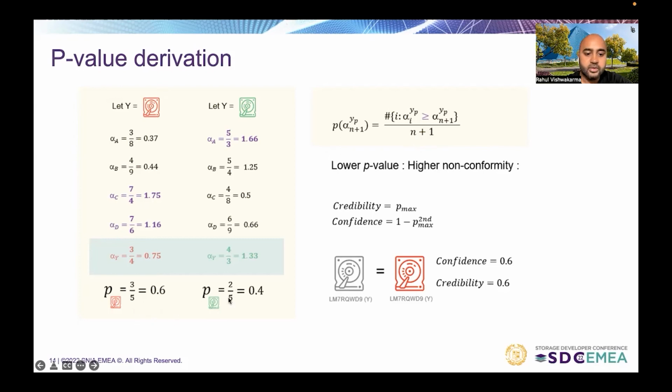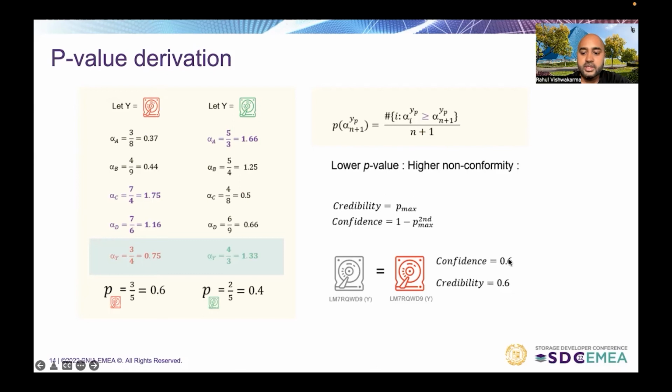In a similar way, let's do it for the green one. For the green one, 1.33 is the value. So what is the value out of 4 which is greater than 1.33? We have only one value, that is 1.66. So what should we do? We just add the numbers, number 1, number 2. So we will have 2 here. And then we have n plus 1. So n is 4 plus 1, 5, giving 0.4. And the formula for the confidence and credibility is just derived from the paper, the machine learning approach using algorithmic randomness, which I shared in the resources.